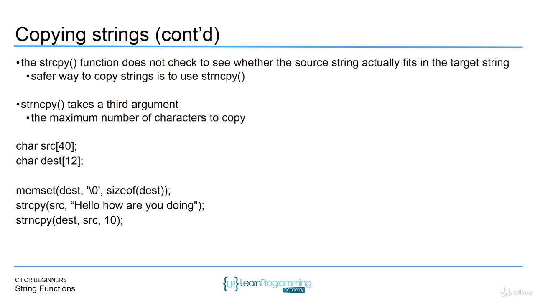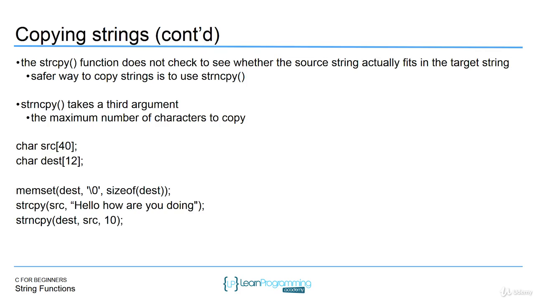So if you have a source of 40 and a destination of 12 size, you can first do a memset, which is just setting the size of the data inside destination to null terminators. That way when you add something, it will automatically be there. Don't worry about that. The strcpy is going to copy "hello, how are you doing" to source. And it's not going to check if "hello, how are you doing" is larger than source.